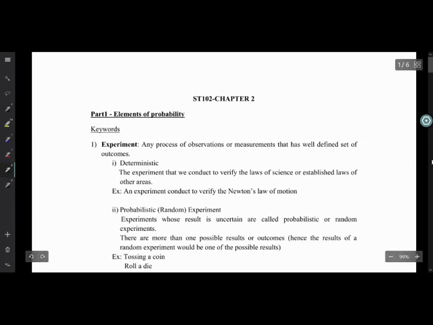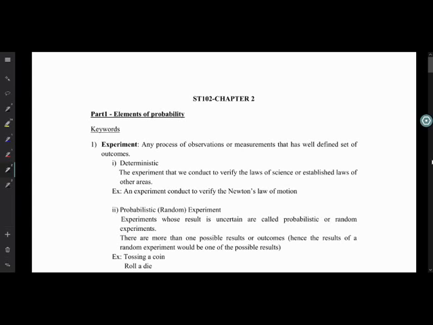In this presentation, we are going to look at the first part of Chapter 2, Elements of Probability. Let's start with identifying some keywords. The first keyword is experiment. Any process or observations or measurements that has a well-defined set of outcomes is called an experiment.